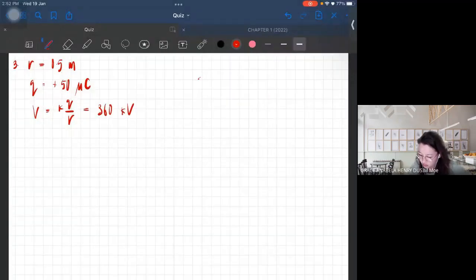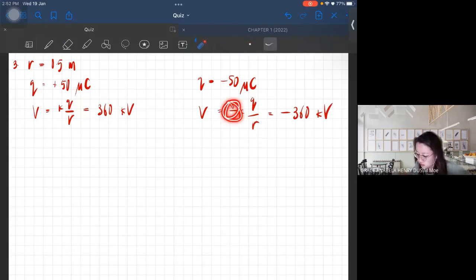Untuk Q yang negative 50 microcoulomb, do the same thing except you have to add the negative, which is equal to negative 360 kilovolt. Okay. The negative here ni maksudnya the negative dari the charge, ha? Jangan kamu letak negatif di sini, and then kamu letak negatif lagi di sini. Dia jadi positif.